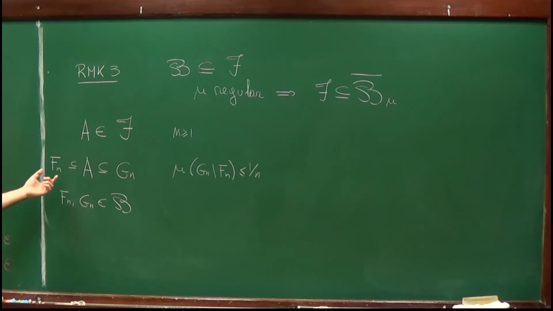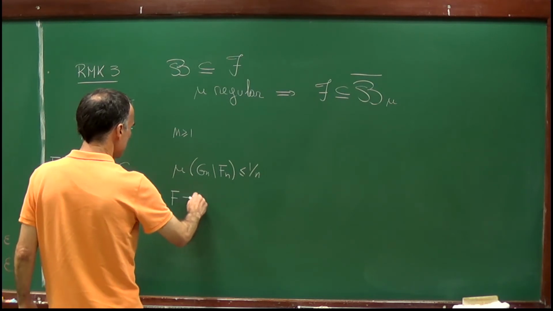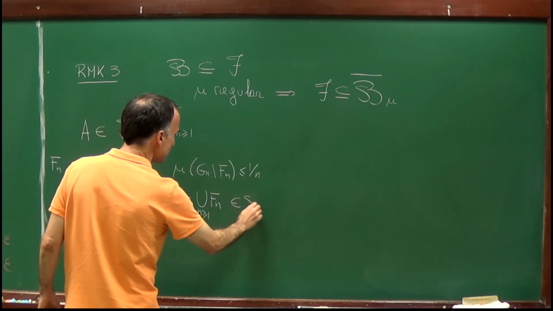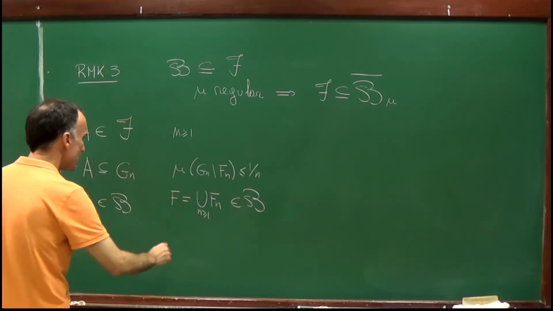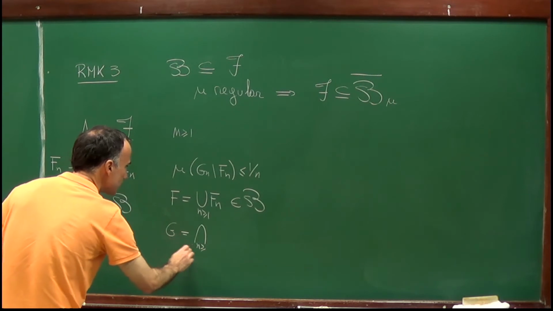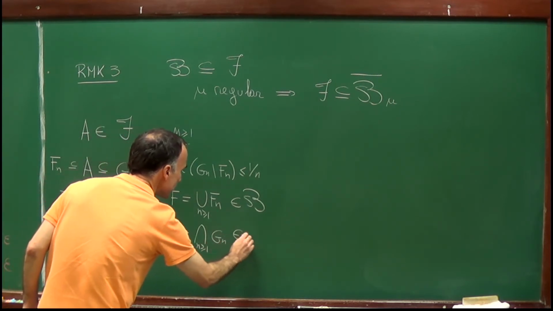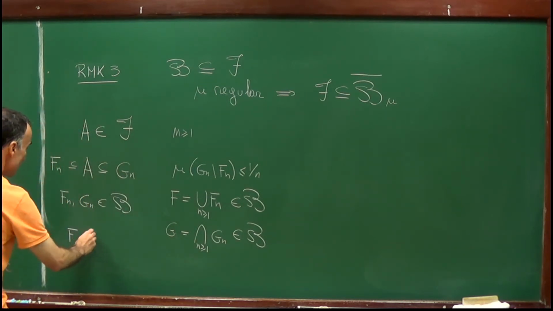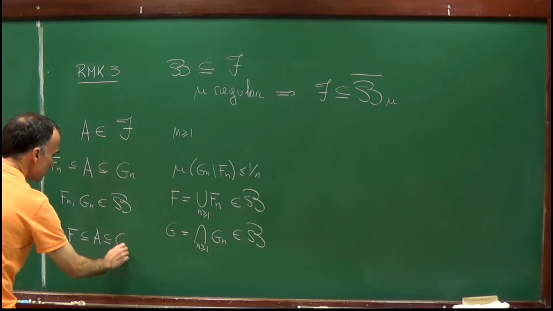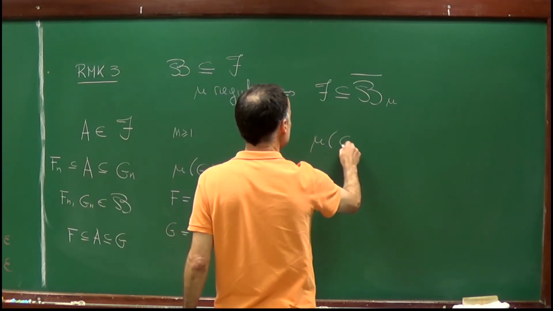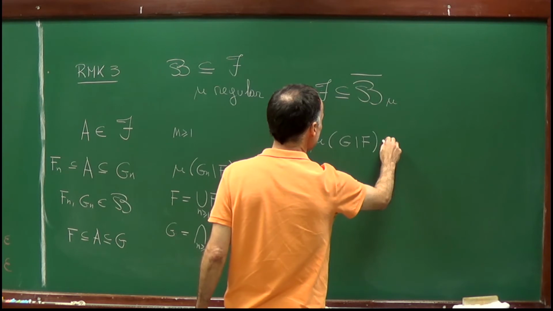Then of course, let's consider F to be the union of Fn. This is still an element of the sigma algebra B. And G as the intersection of Gn, which is again an element of B. It's clear that F is contained in A, which is contained in G. And it's also clear that the measure of G minus F is equal to 0.